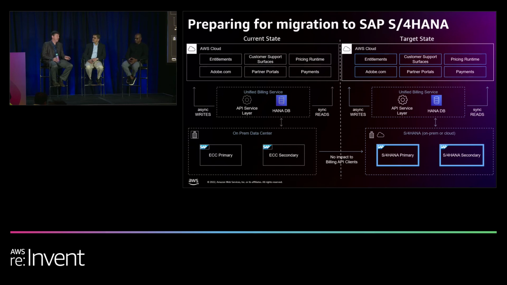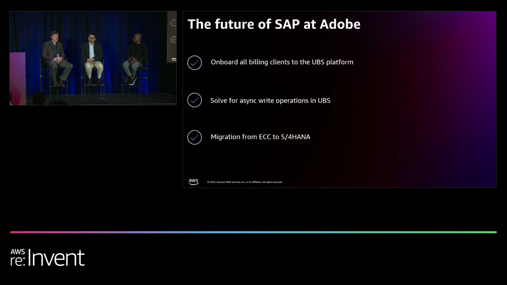Mm-hmm. But you have to think of that through S4 as it's not just the technology footprint, but also your processes, and give some thought to your read versus your write flows and some of the nuance within the greater architecture. Right. Let's also talk one final time about the future of SAP in terms of the roadmap at Adobe.